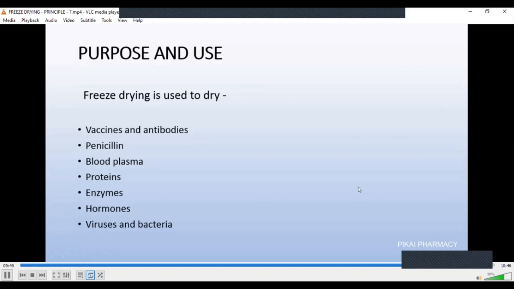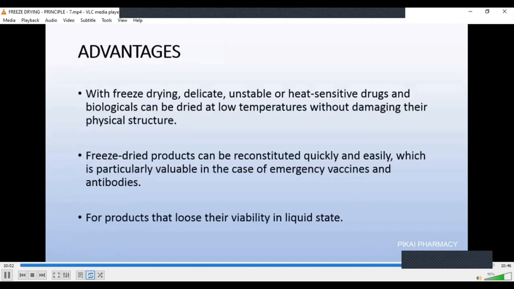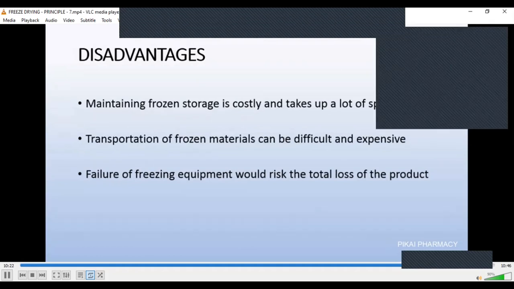So products like vaccine, antibiotics, penicillin, blood plasma, protein, enzymes, hormones, all these things are freeze dried because they are heat sensitive. So these are the advantages of freeze drying technique. The main advantage of freeze drying technique is that now we can dry up the drugs which are heat sensitive. And here are the disadvantages. The main disadvantage of this process is that it is very costly. The whole process of freeze drying is very expensive and difficult to maintain.